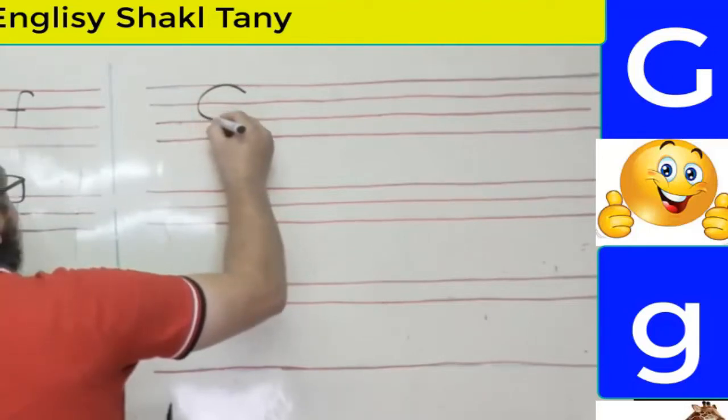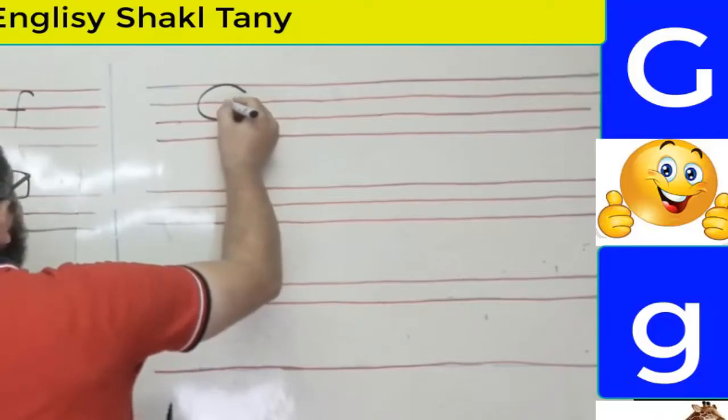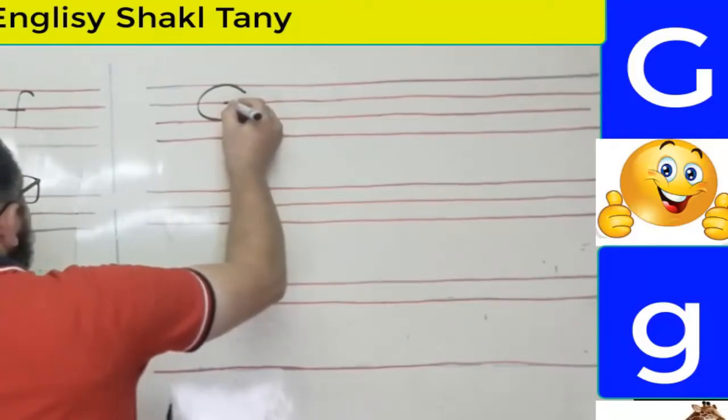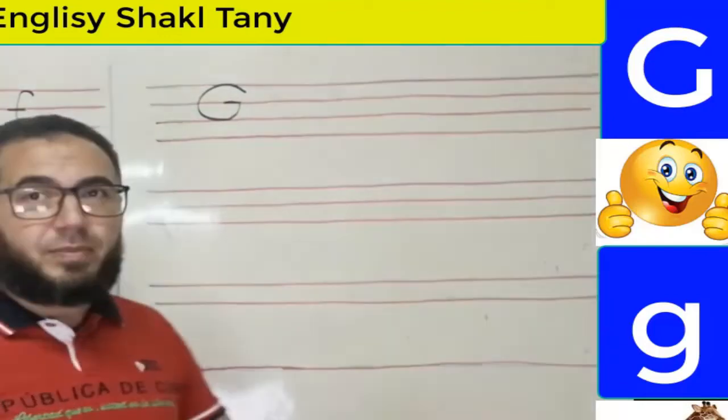Go to the third line. Then go to the second line again. Then make a sleeping line like that. It's G capital.